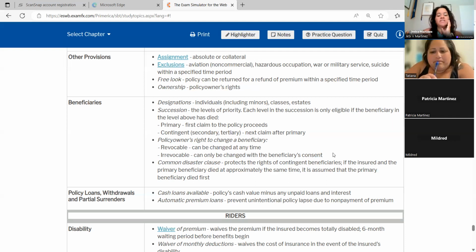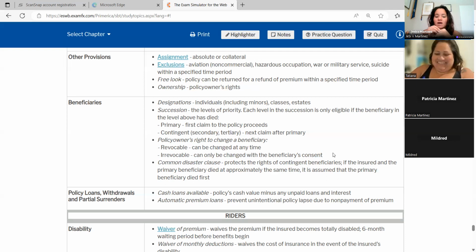Okay, the policy owner has the right to change a beneficiary, and we have two types. Remember, revocable and irrevocable. The revocable can be changed at any time. Irrevocable can only be changed with the beneficiary's consent. If it's easier, think about spouses and how weird it would be to have your spouse as an irrevocable beneficiary, and after a divorce, you need his or her signature to authorize you to change the beneficiary on your own policy. So I think with that in mind, it's easier to remember those.